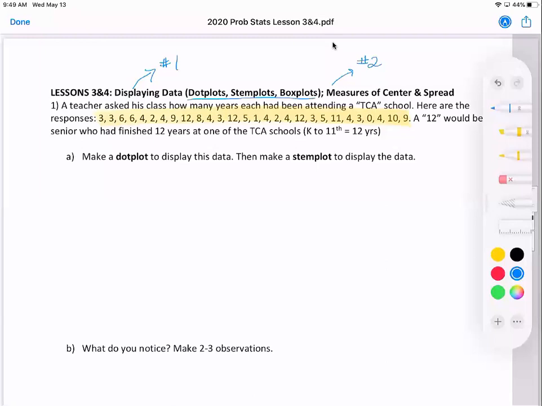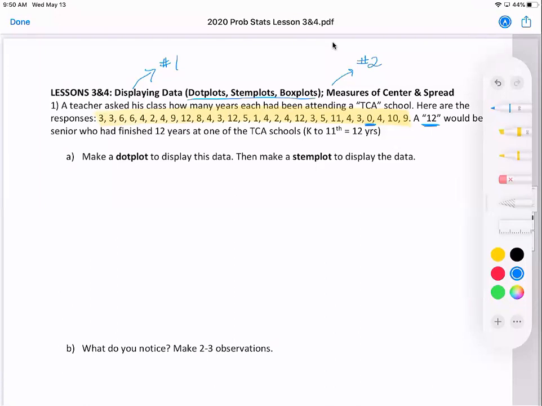Question A says, make a dot plot to display this data, and then make a stem plot to display the data. Just a side note, a 12 represents a senior who took this survey. They had finished 12 years at one of the TCA schools, meaning they were kindergarten to 11th grade. That would be 12 years. So a student who said 0, for instance, would be a brand new student to the school.